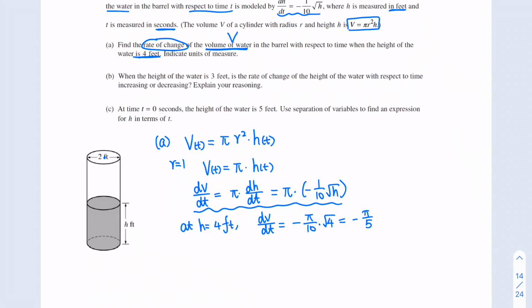And the unit: because the volume uses feet, it's cubic feet per second.